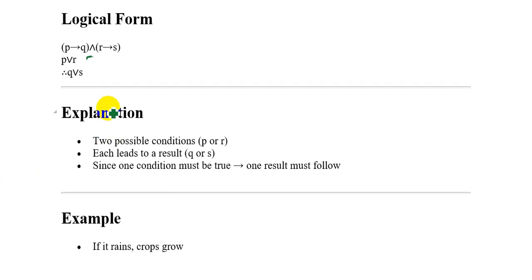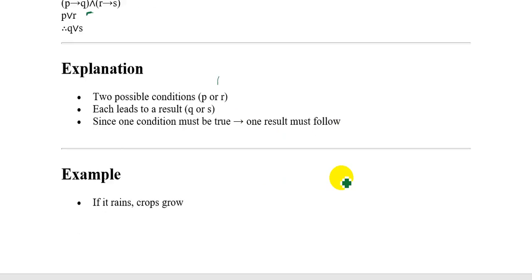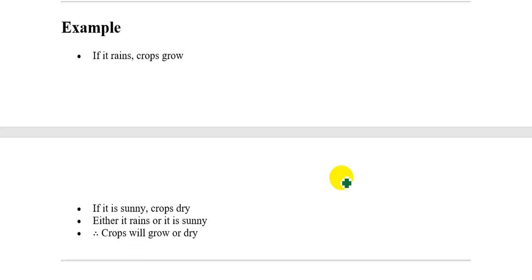Just to explain this, two possible conditions are there, P or R. Each leads to a result, Q or S. Since one condition must be true, one result must follow. If it rains, crops grow. If it is sunny, crops dry. Then either it rains or it is sunny. Therefore, either the crops grow or the crops dry.